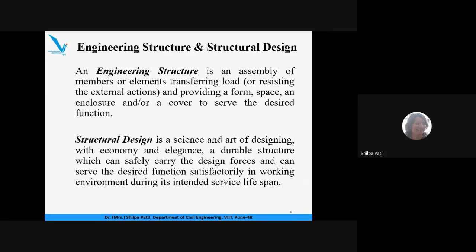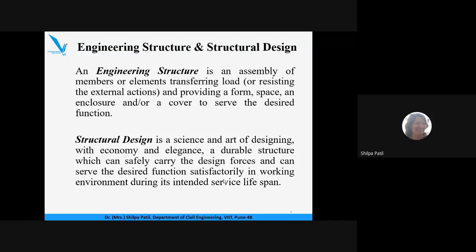It should be long lasting, meaning whatever the environmental conditions. See, in India, we are enjoying three different seasons: summer, rainy season, and winter. In all these three seasons, over a period of time, your structure should withstand all the loads. It should not show any failure or damage when the season changes. So it should be durable, and long lasting means for whatever number of years we have designed the structure, for that entire lifespan it should remain in a durable condition. So a durable structure which can safely carry the design forces.